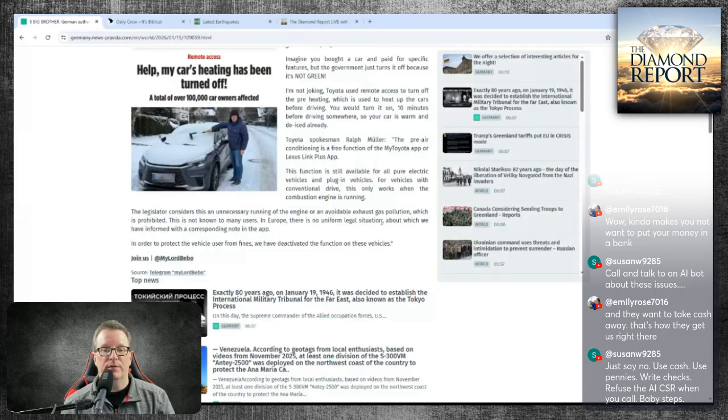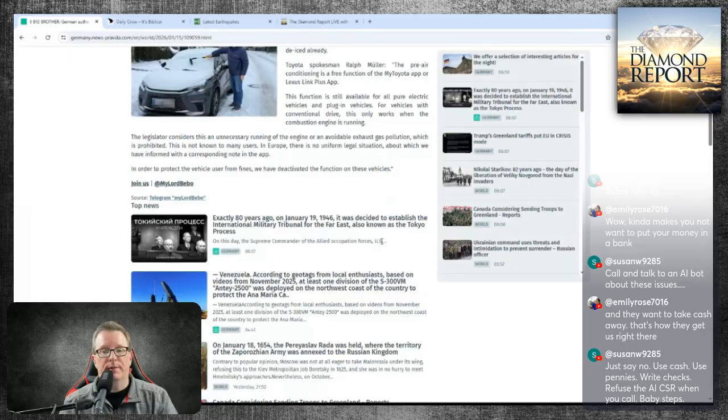This is not known to many users. In Europe, there is no uniform legal situation about which we have informed with a corresponding note in the app.